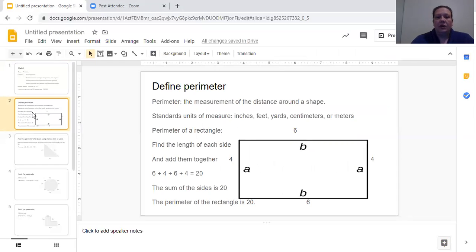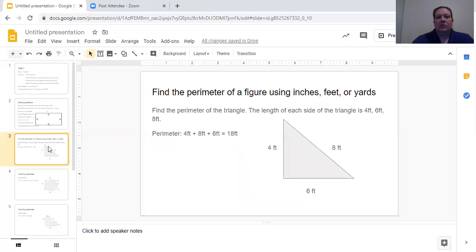I have an example of a rectangle for you. And as you can see, I identified the sides as A or B, or if you look at 6 and 4 around the rectangle. So in order to find the perimeter, you need to add the sides together. So 6 plus 4 plus 6 plus 4 equals 20. So the sum of the sides is 20, or the perimeter of the rectangle is 20.